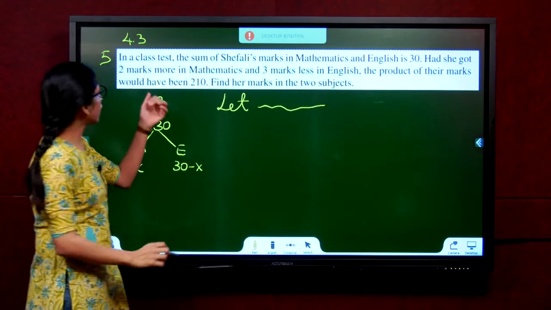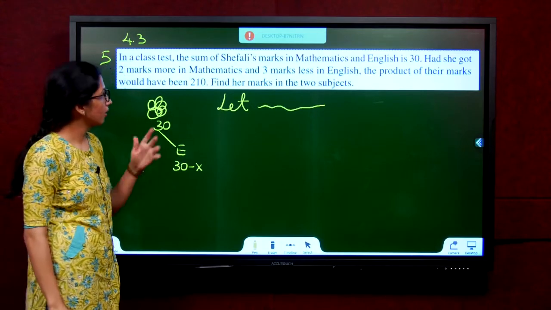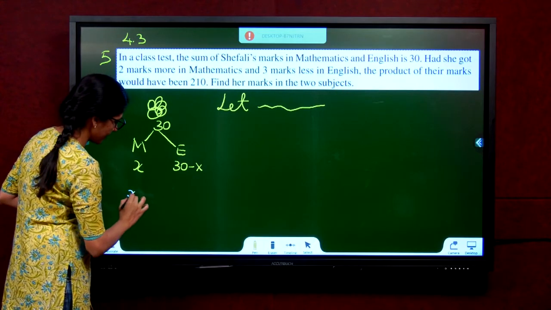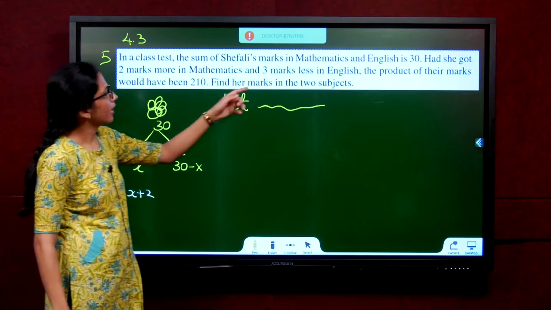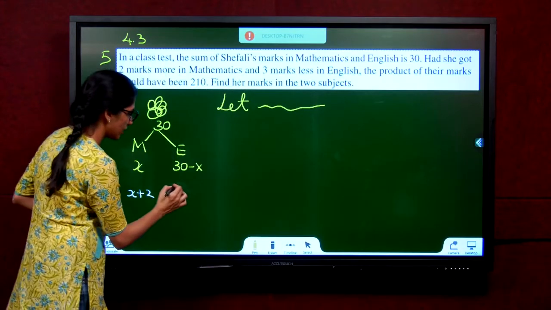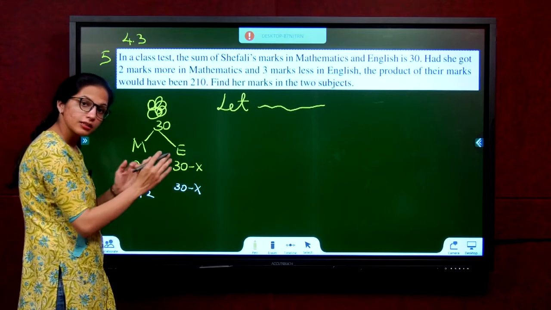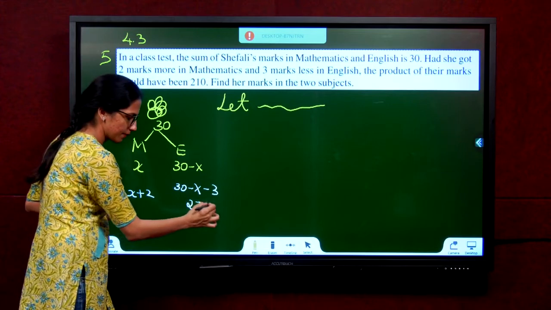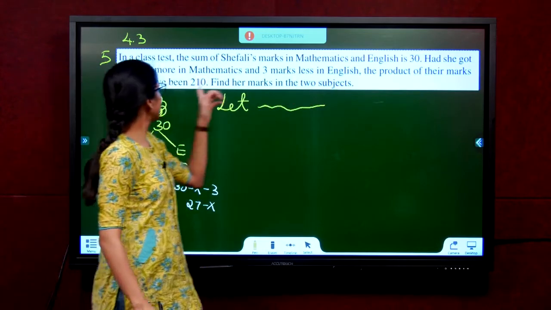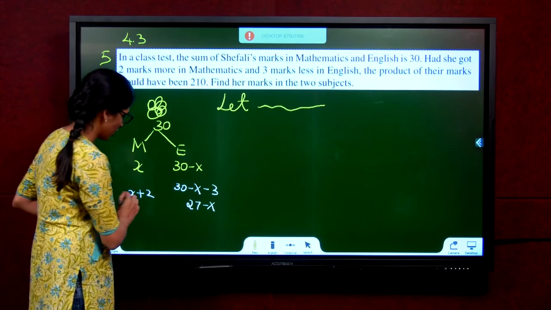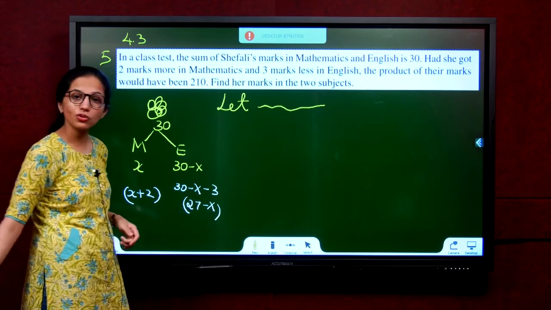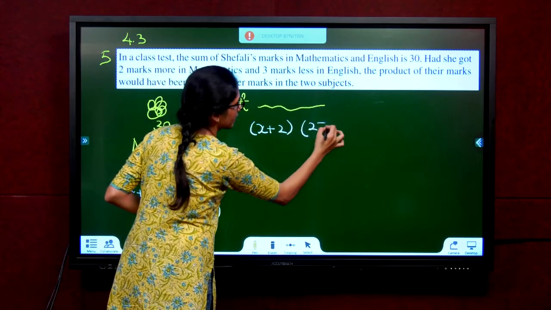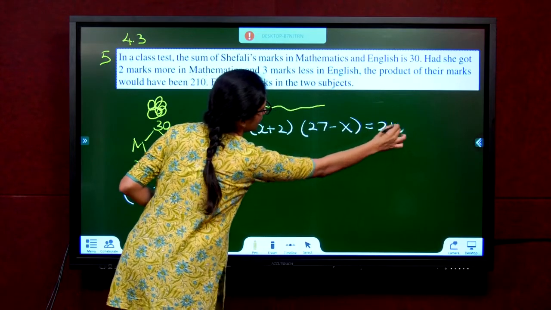Next, had she got 2 marks more in mathematics? Now she's getting 2 marks more in mathematics. So it's becoming x plus 2. And 3 marks less in English. 30 minus x is what she got. 3 marks less, minus 3. 30 minus 3, 27, minus x. Okay. The product of their marks would have been 210. So this product and this product is 210. So you can say x plus 2 into 27 minus x is 210.